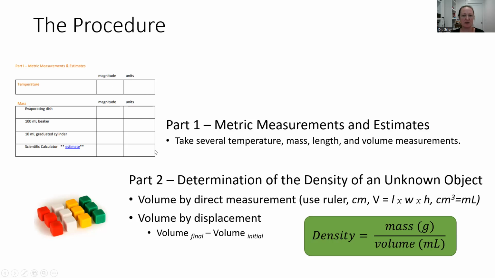So we'll take several measurements using a thermometer to measure temperature, right? We'll use our pocket scale to measure mass. We'll use a ruler to measure length in centimeters. And then we also will use graduated cylinders to measure volume.